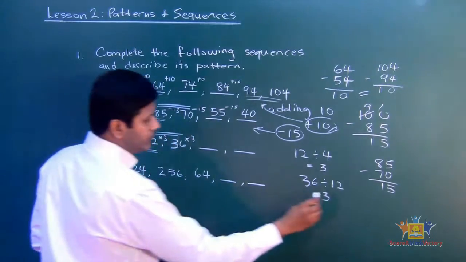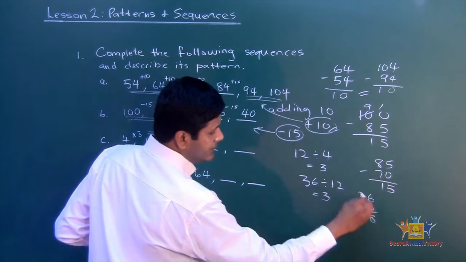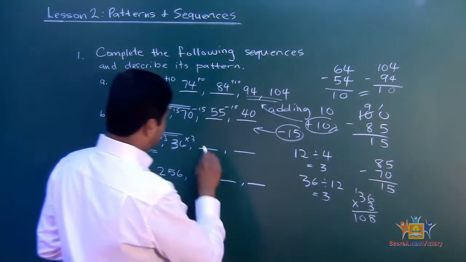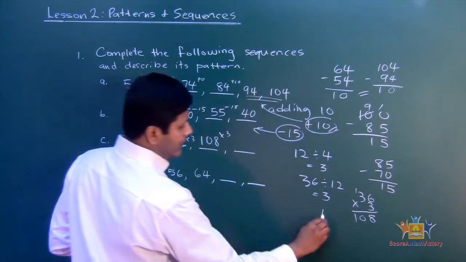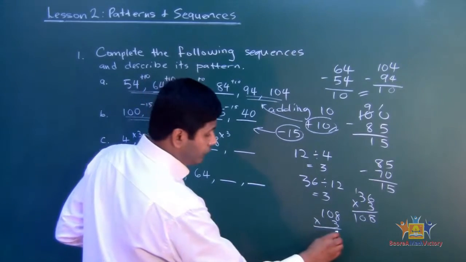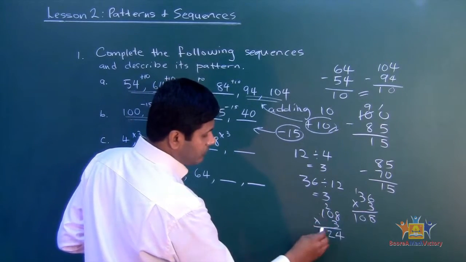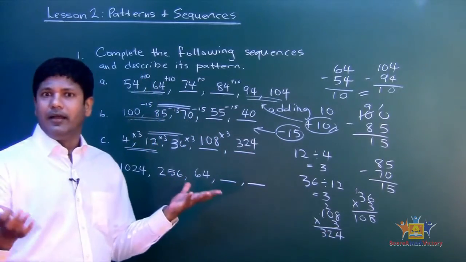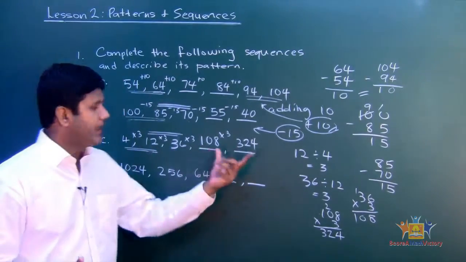So 36 times 3. 3 times 6 is 18. Carry 1. 3 times 3 is 9, plus 1 is 10. So the first blank is 108. And then I'm going to times that with 3. So I take 108 times 3. 3 times 8 is 24. 4, carry 2. 3 times 0 is 0, plus 2 is 2. 3 times 1 is 3. So 324. See that? Pretty easy, isn't it? Alright? So you know this is multiplying it by 3.